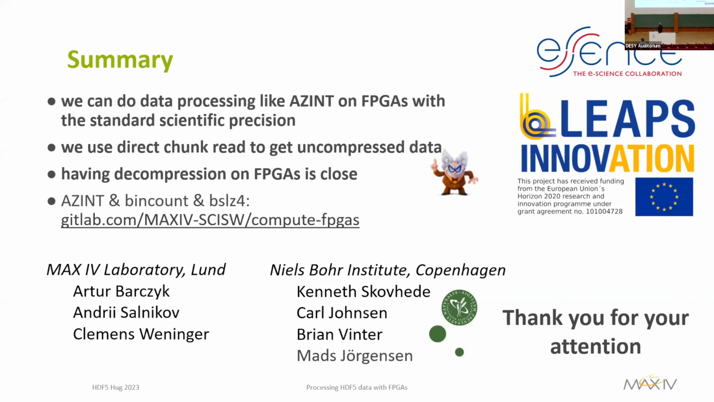So this is a summary. We can do azimuthal integration not only on GPUs but also on FPGAs with standard scientific precision. I'm usually using float 32. Direct chunk read is extra good to get the uncompressed data. Having the compression on FPGAs is already very close. And I would like to thank the people from Maxwell Laboratory and from the Niels Bohr Institute in Copenhagen who helped me, and also the agencies for funding us. Thank you for your attention.